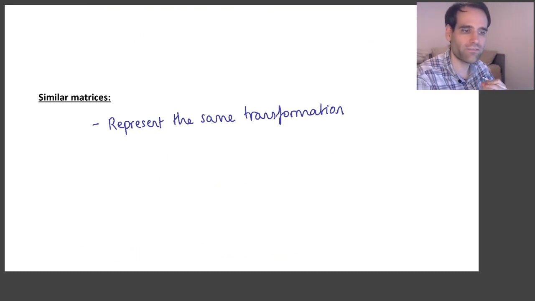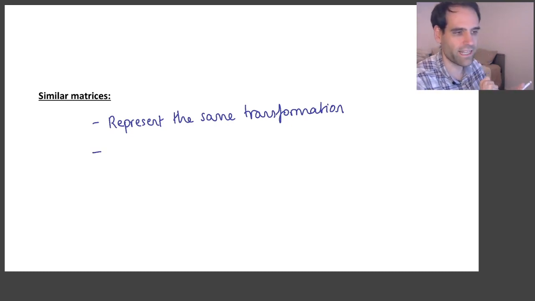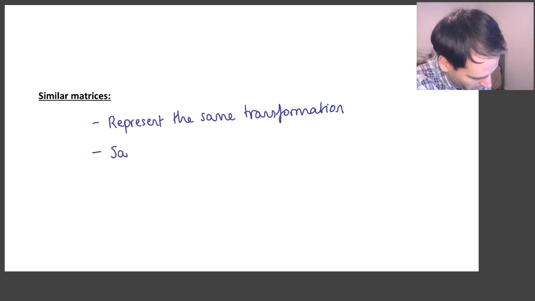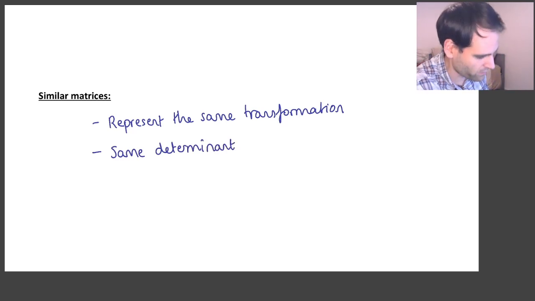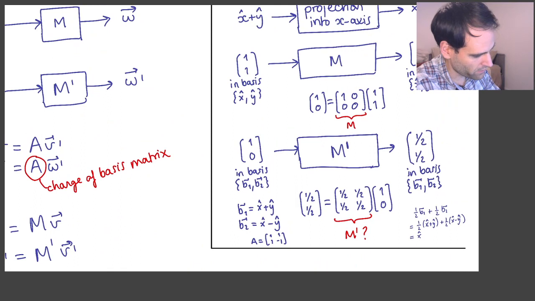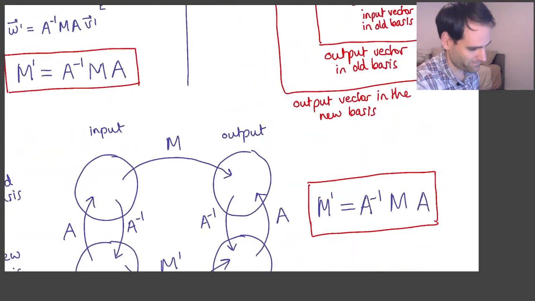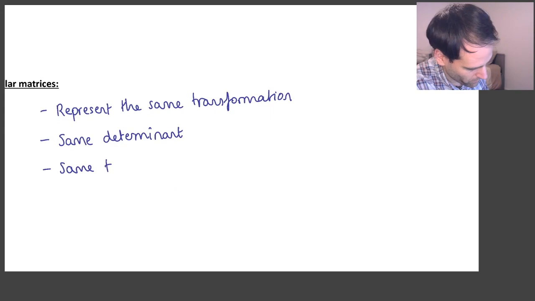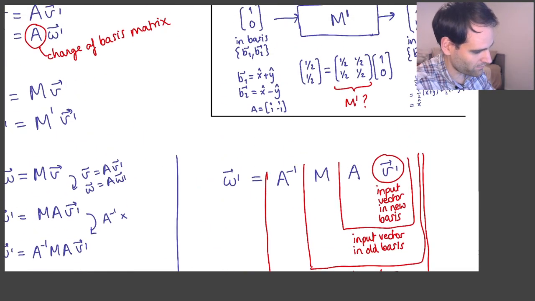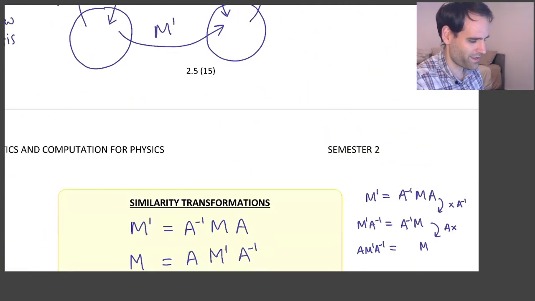Since they represent the same transformation, there are other interesting conditions, and it's that they have the same determinant. Indeed, in this example, the determinant of this matrix is 0, and the determinant of this matrix is also 0. Not only that, but they also have the same trace. If you add the elements of the diagonal, here you get a half plus a half is 1, 1 plus 0 is 1. Same trace.